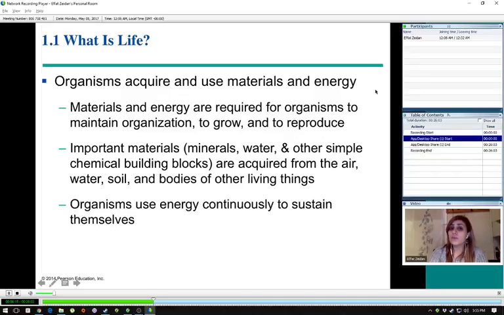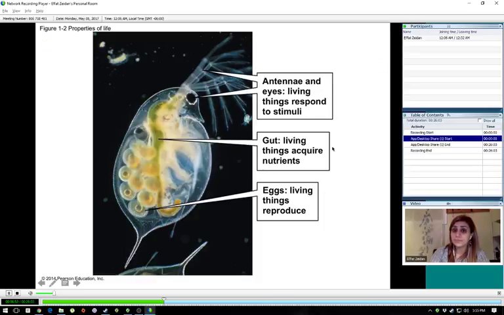So as we previously mentioned, all organisms acquire and use materials as well as energy. Some examples of materials that the organisms need are water, minerals, as well as other simple chemical building blocks like proteins. Proteins give us amino acids that are important for different proteins used within our body. We also do need energy as well. And we need those two things in order to sustain our life, in order to maintain our organization, to grow, as well as to reproduce.